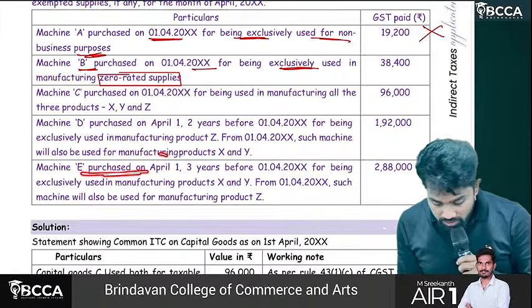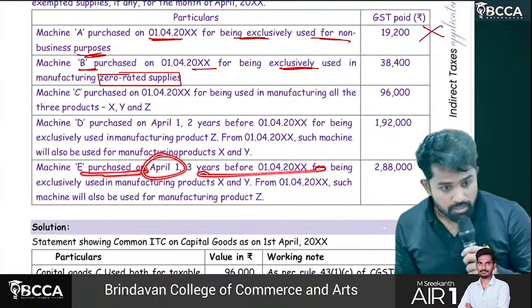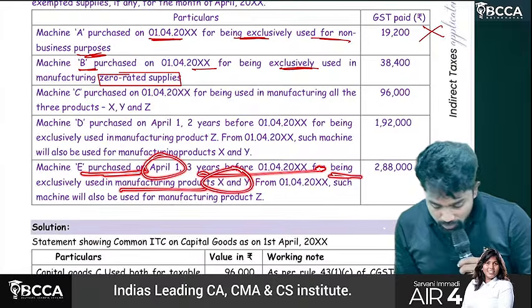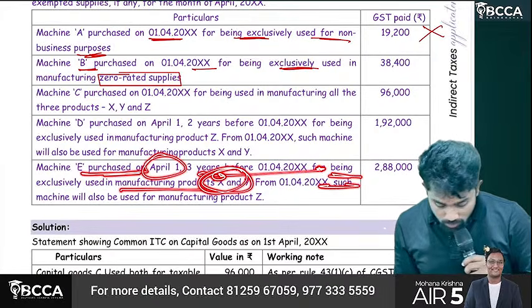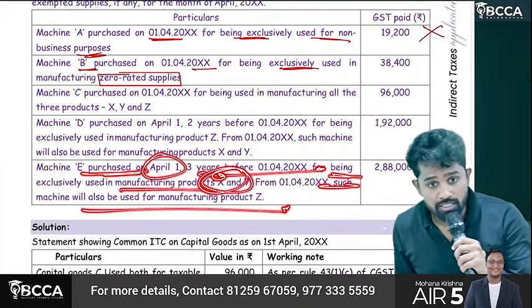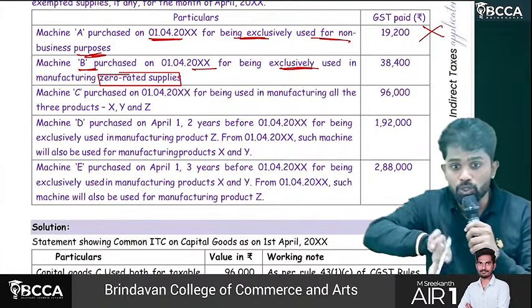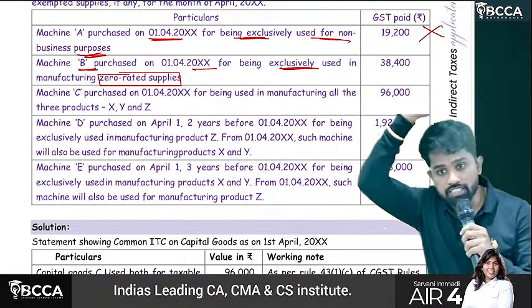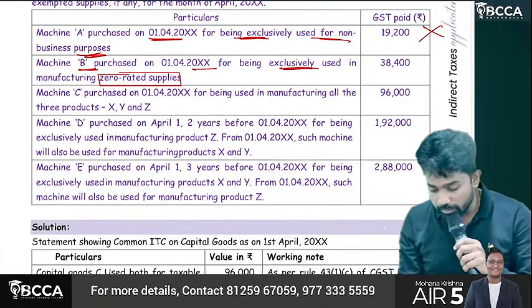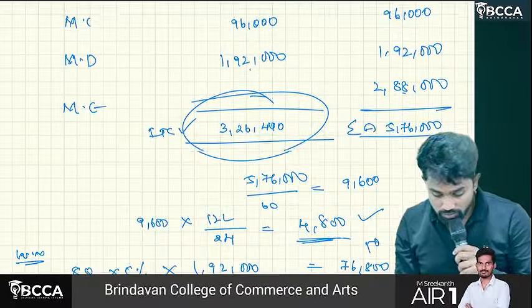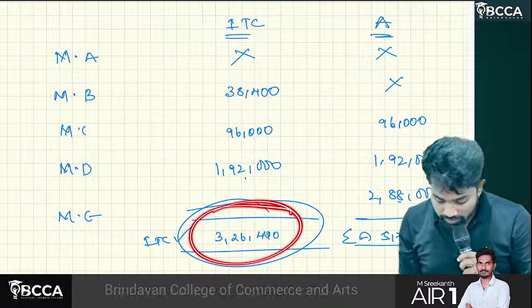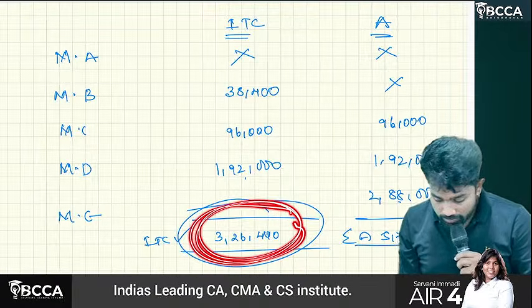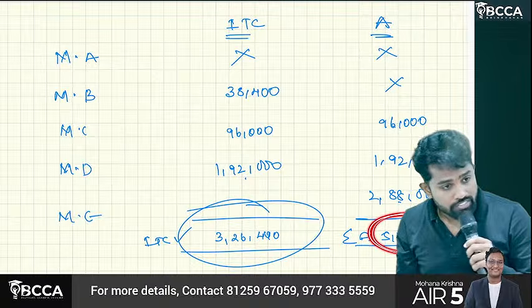Then the last one. Machine E purchased on 1st April 3 years before. That time it is used for manufacturing product X and Y. But now it will be used even for product Z. What happens, sir? Taxable to common. Sir, since it is taxable, first itself ITC availed. Now nothing to avail. But we need to mark it as what? A. So we got what? Total ITC available 3,26,440.